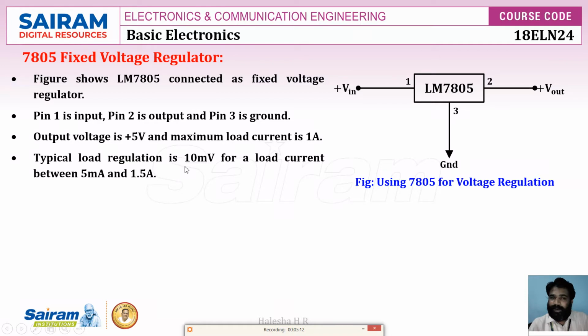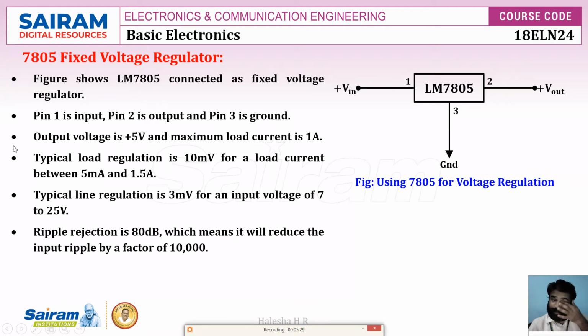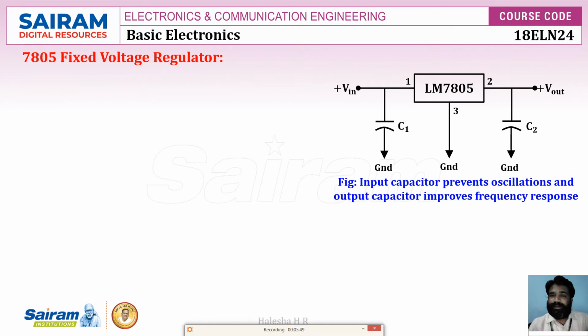Typical load regulation is 10 millivolt for load current between 5 milliamp to 1.5 amps, and typical line regulation is 3 millivolt for an input voltage of 7 to 25 volt, and ripple rejection is 80 decibel, which means it will reduce the input ripple by a factor of 10,000. With an output resistance of approximately 0.01 ohm, 7805 is a very stiff voltage source to all the loads within its current rating. So now let's see this circuit diagram. We use an additional capacitor.